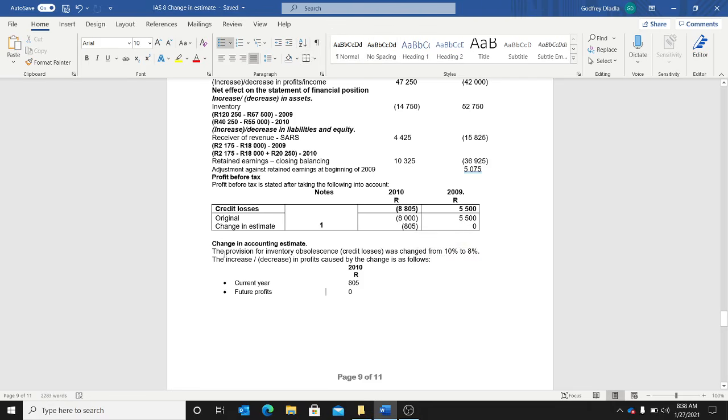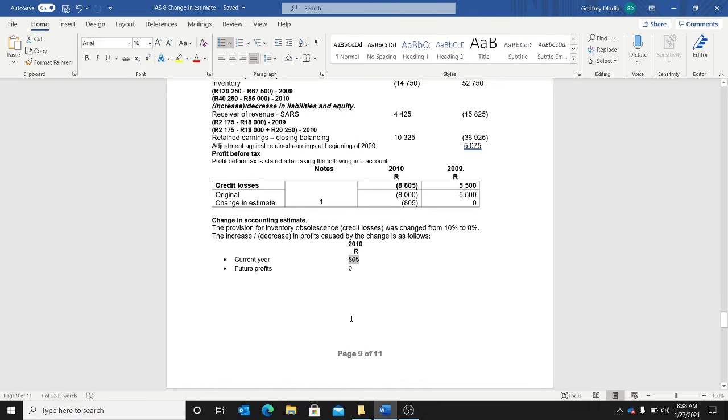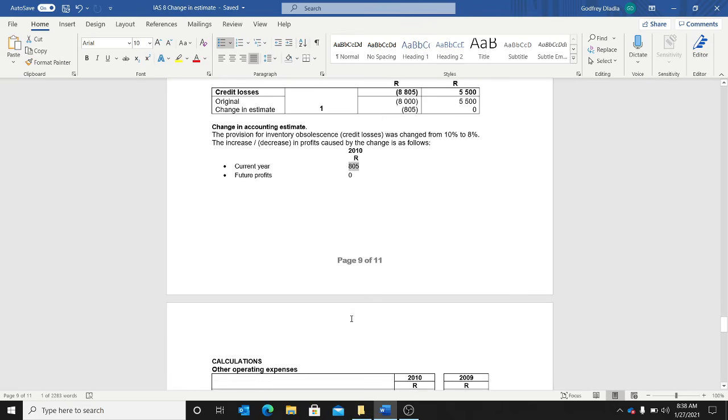Right. Then they must give us the story here. The provision for obsolescence was changed from 10 to 8. Tell us about the increase or decrease. In the current year, our profits will increase by 805 because now we've put through lesser expenses this year, right? They will improve or increase by 805.